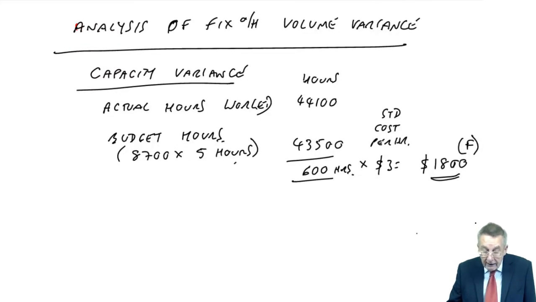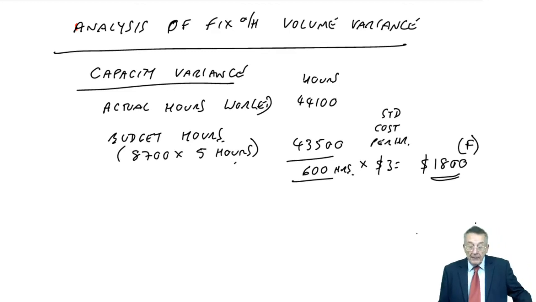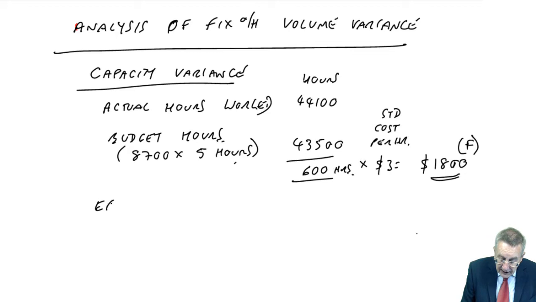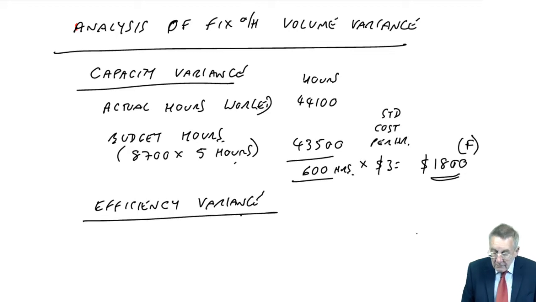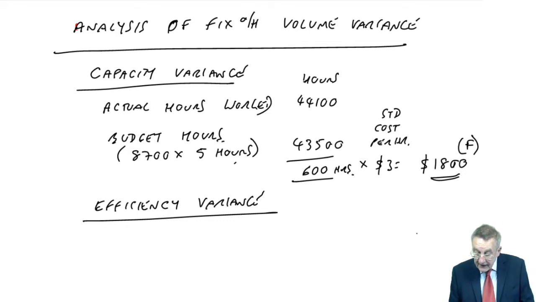And the very last of all, I said there were 2 reasons why we managed to make more units. Either we had got more working hours than we expected, that's what that is. Or the other way is if our workers worked faster than we expected. If they work faster, we can make more units. So the remainder of the analysis is the efficiency variance. And this is actually a very easy one to remember.